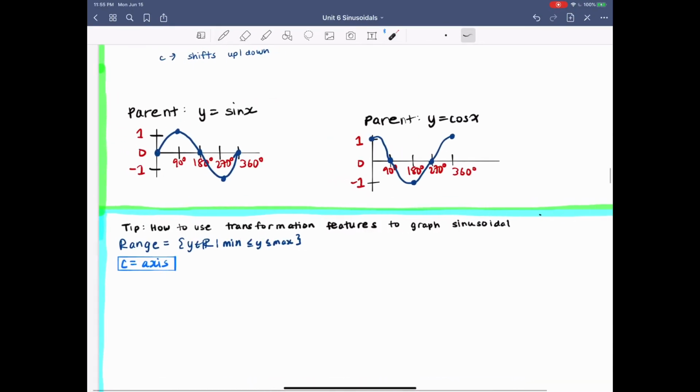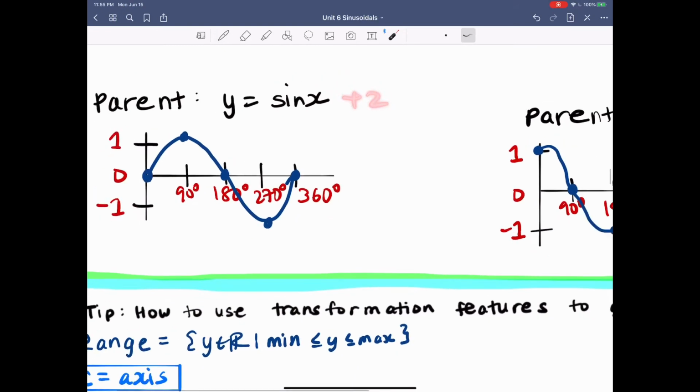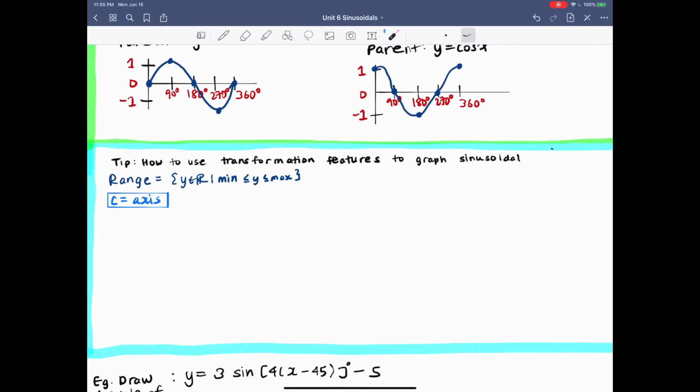But as soon as I add plus 2 to it, what's going to happen is I'm only going to go up 2, and then I'm going to have my graph accordingly. We're still going to go about that axis, and so we're going to explicitly say that C is equal to the axis.